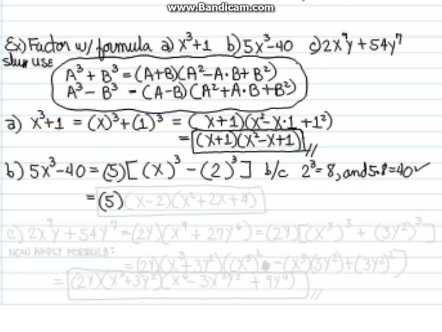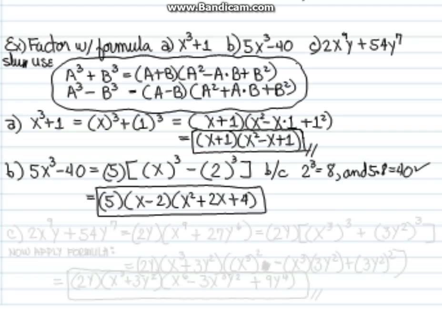We're using the second formula in the cloud. It's equal to a minus b times a squared plus ab plus b squared. So the a, or the first dude, is played by x, and the b, the second dude, is played by 2. Okay, so let's apply the formula. It's first dude minus last dude times first dude squared plus the first dude times the last dude plus the last dude squared. And there's our answer. You can check that to make sure I did it right. That's an application of the second formula.